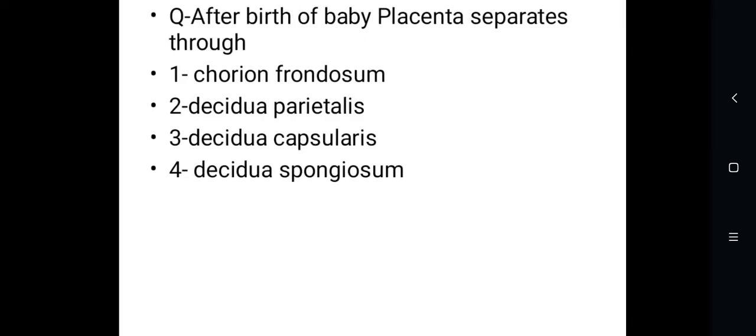After birth of the baby, does the placenta separate through chorion frondosum? Chorion frondosum takes part in the formation of the placenta, but the placenta does not separate through this. Decidua parietalis is the part of the decidua away from the placental site, so this is also not true. Decidua capsularis and decidua spongiosum are the deciduae formed at the site of implantation, but the placenta separates through decidua spongiosum. This is the important part.